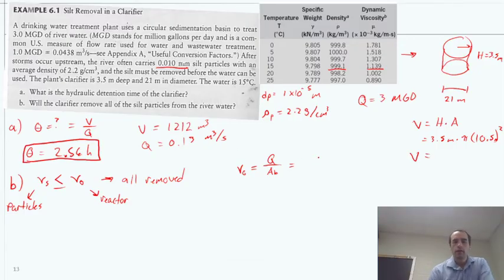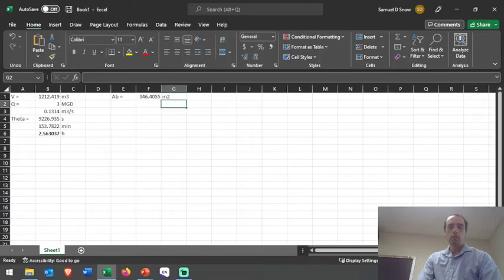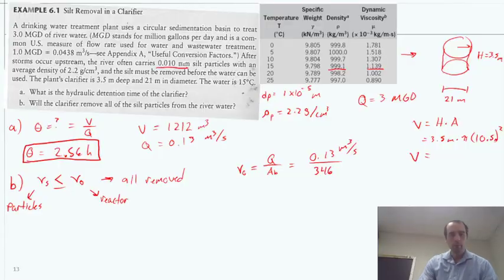In our Q, we also calculated essentially 0.13, we round it. This is 346. We of course want these in meters. So 346. This way we have cubic meters on top, square meters on the bottom. Those will cancel and give us just meters per second, which is exactly what we want for a velocity.